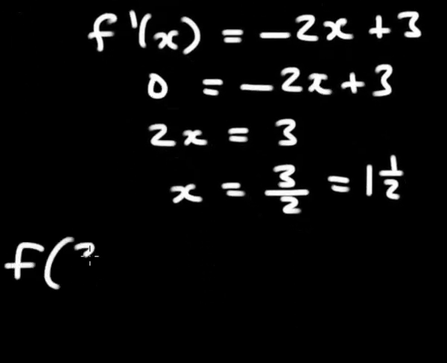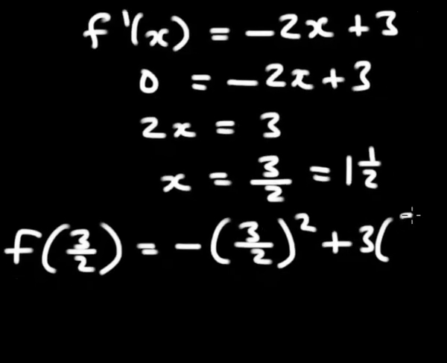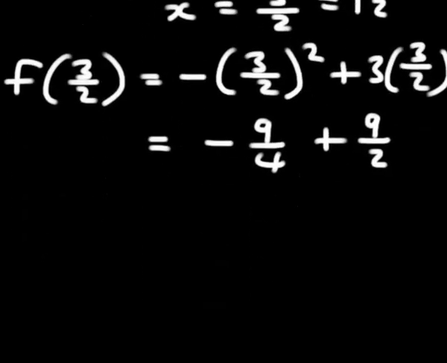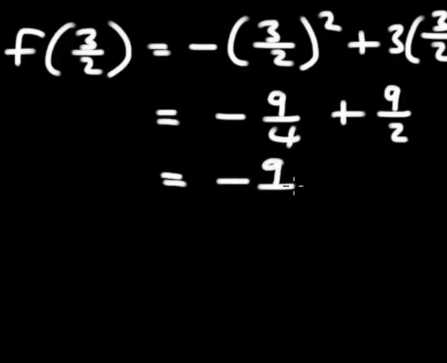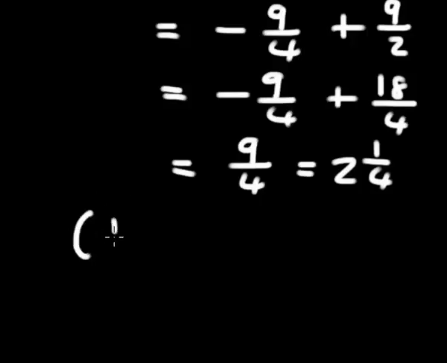And then the corresponding y value, no problem. What is f of 3 over 2? It would be negative (3 over 2) squared plus 3 multiplied by 3 over 2. So what's that? Minus 9 over 4 plus 9 over 2, and we can tidy that up. If we multiply top and bottom by 2, we get 18 over 4. So negative 9 plus 18 is 9 over 4, which is 2.25. So the turning point would be at (1.5; 2.25).